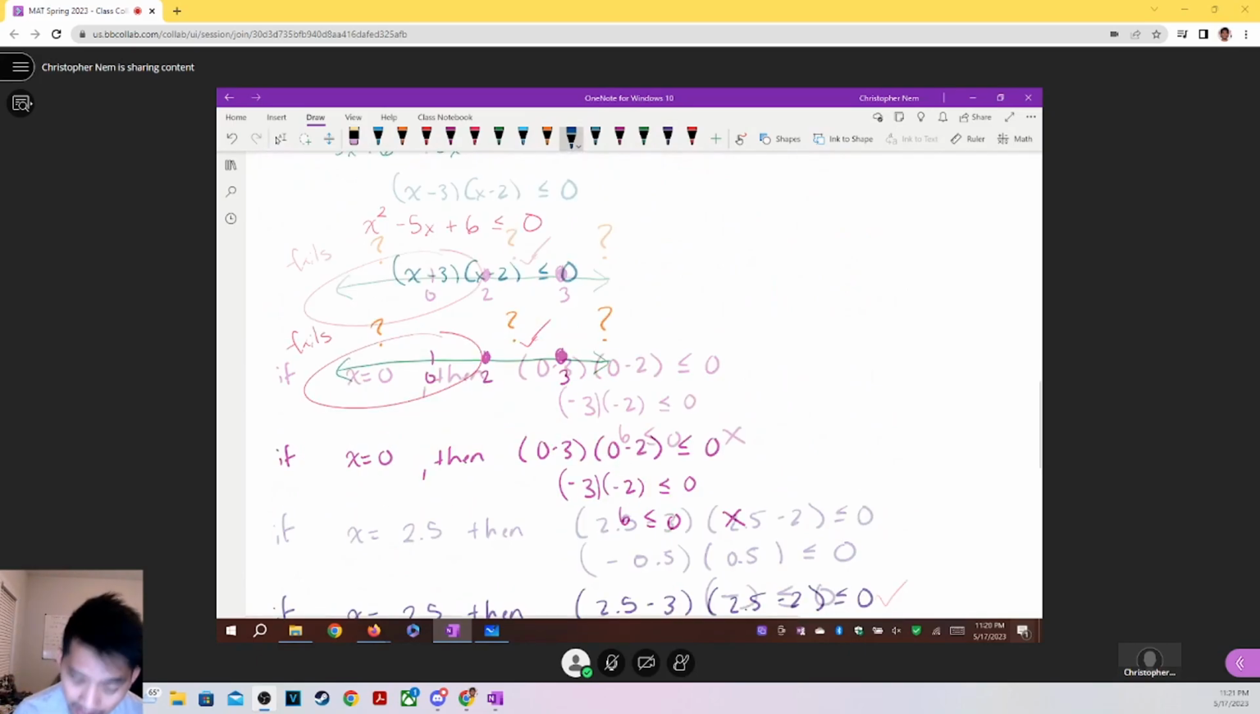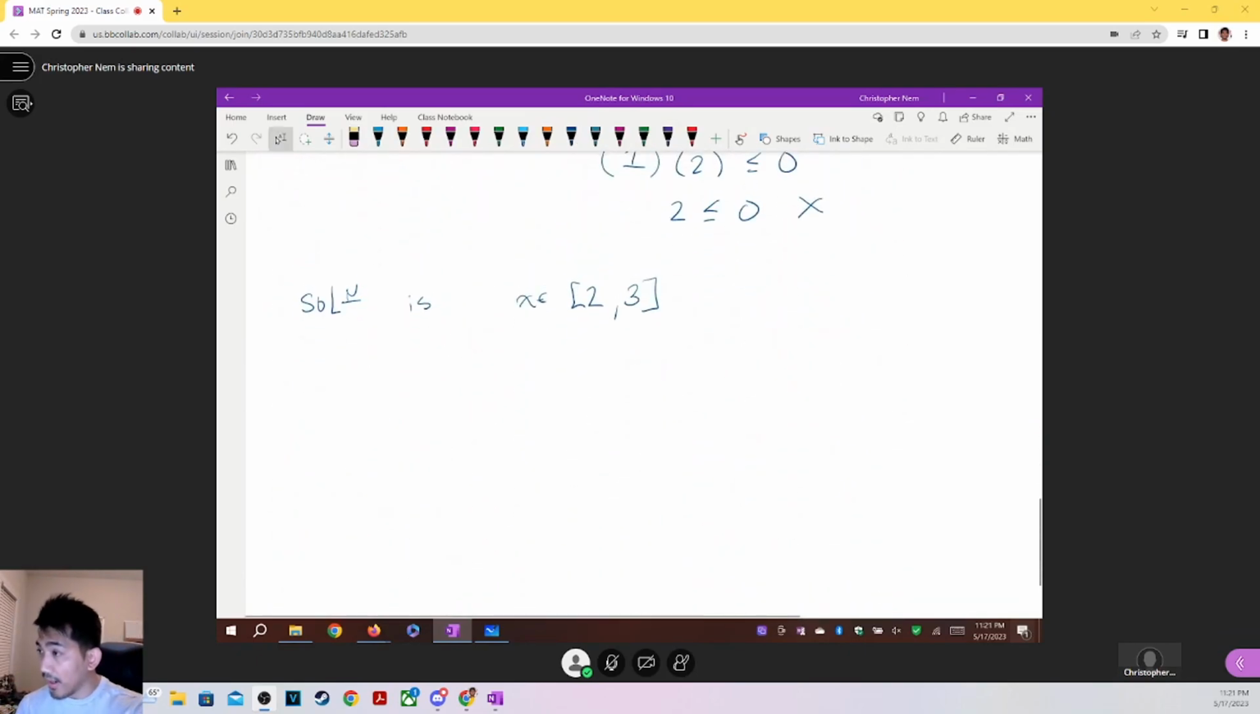Okay? So this is how you do one set of inequalities. All right, great. You have to check these regions just in case on your number line. Now, we work with the next topic, absolute value.